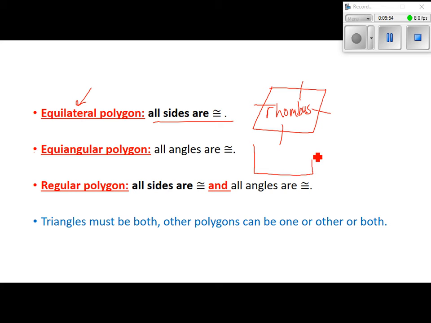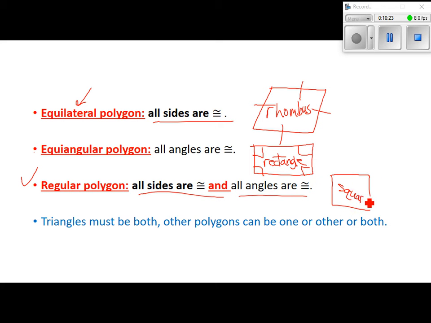Equiangular polygon: all the angles are congruent. Well, if I wanted a 4-sided figure where all the angles are congruent, but all the sides are not congruent, that would be a rectangle. Now, a regular polygon is where all the sides and all the angles are the same. If I was doing a quadrilateral again, that would have to be a square, because we know all the sides are the same, and all the angles are right angles.